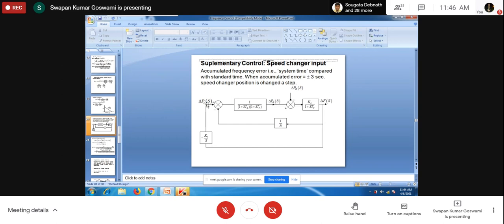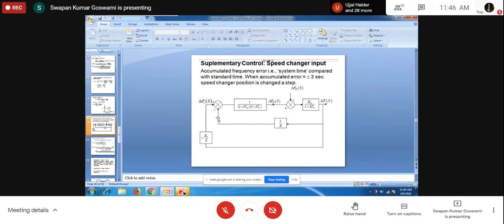When this input is given through the action of the speed changer, it is another control we are applying. This was the primary control. Through the feedback operation of the speed governor, the frequency variation was somewhat reduced. This is the primary control, and it is sufficiently fast.